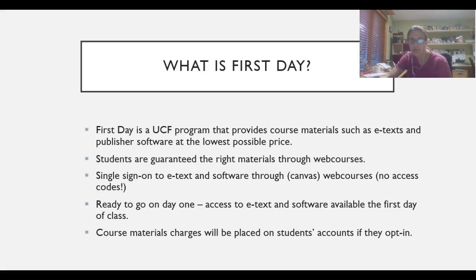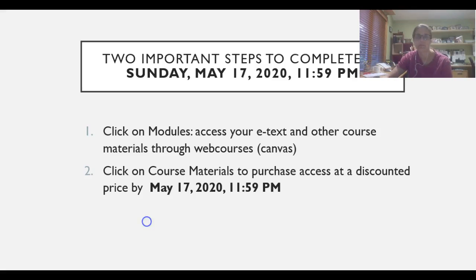The nice thing about the First Day program is that all course material, the e-text or any publisher software, is accessed by students directly through web courses. So students don't have to purchase any sort of access codes or sign in. They simply have to go into their web course and then click modules, and they'll have access to all the information they need. The other wonderful thing about it is that if they do decide to opt in and purchase the access for the rest of the semester, they can do so through the course materials button in the course, and the charges for the access are placed directly on their student account.